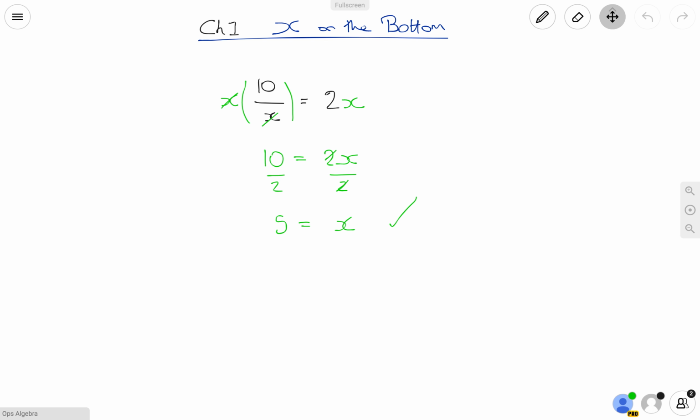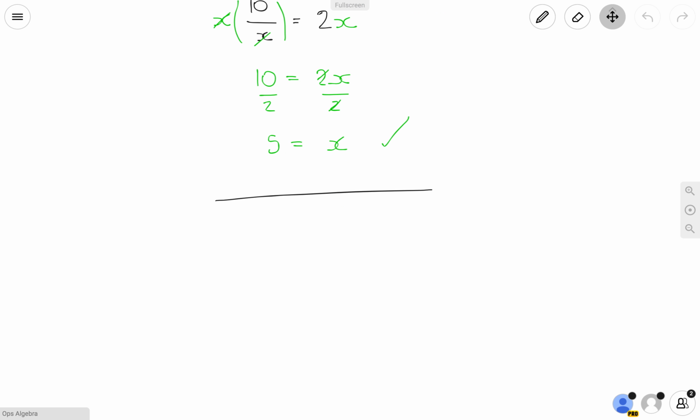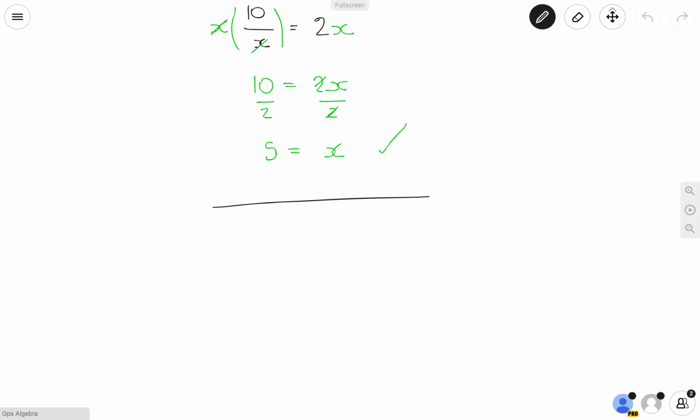Okay, very nice. Let's have a look at another one of these. What if I've got something slightly harder? What if I've now got, let's go slightly move down, 4 over x plus 1 equals 6? What do we do now? Alright, you're thinking, same thing, let's multiply by x.